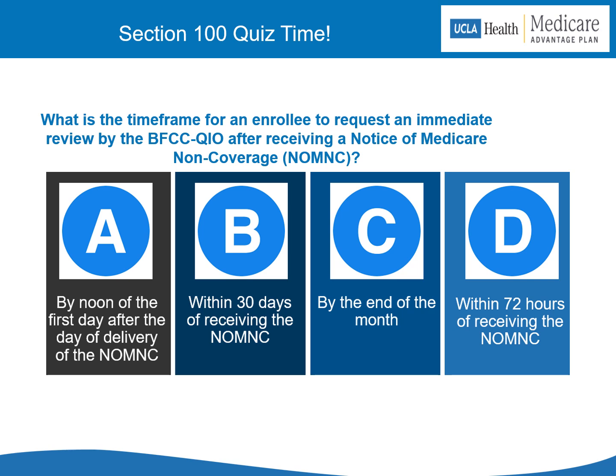All right, last quiz of the day. Section 100, Quiz 4. What is the time frame for an enrollee to request an immediate review by the BFCCQIO after receiving a Notice of Medicare Non-Coverage letter, the NOMNC? Is it going to be A, by noon of the first day after the day of delivery of the NOMNC letter? B, within 30 days of receiving the NOMNC letter? C, by end of the month? Or D, within 72 hours of receiving that letter?